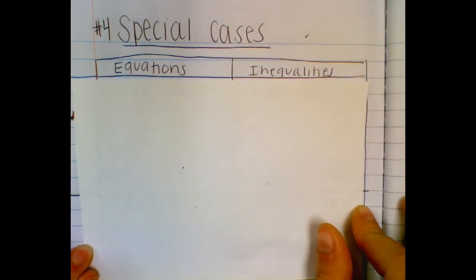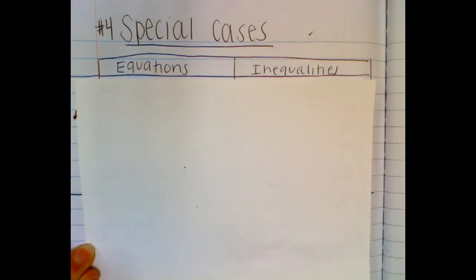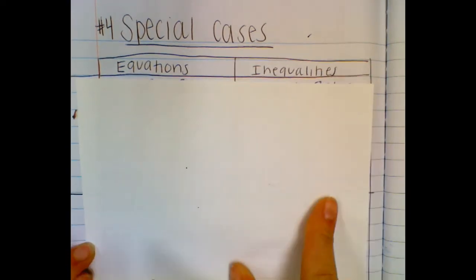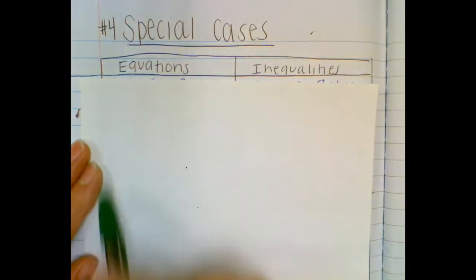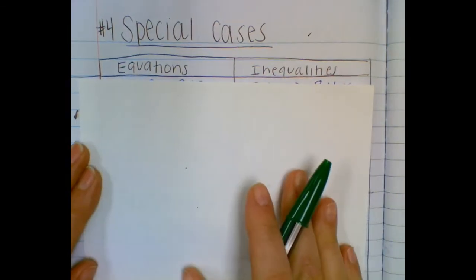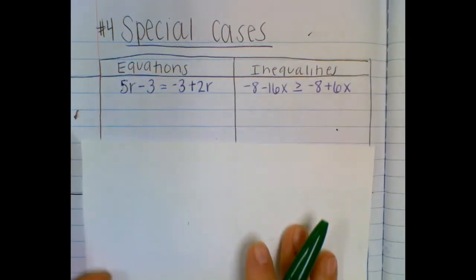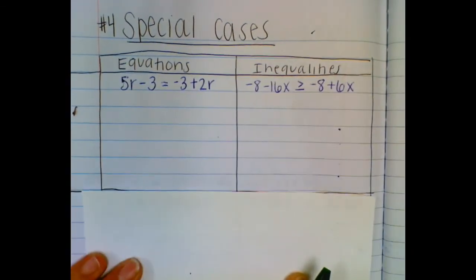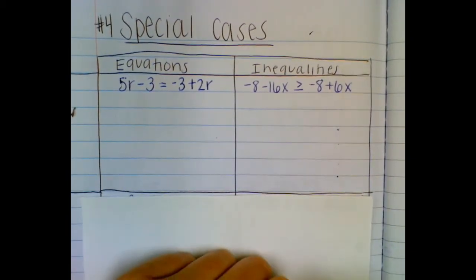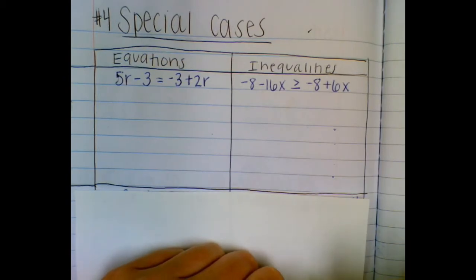Okay, we are on lesson number 4, special cases, and we're going to still be talking about both inequalities and equations. So what I did was make a table in my notebook. I went the whole page. Don't worry about making it look so fancy, but this is how I decided to break it up. So here are the first 2 problems. Feel free to pause it if you need to copy them down, and we're going to work through solving them.